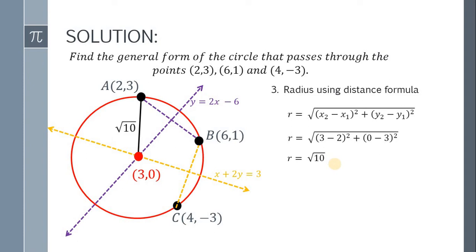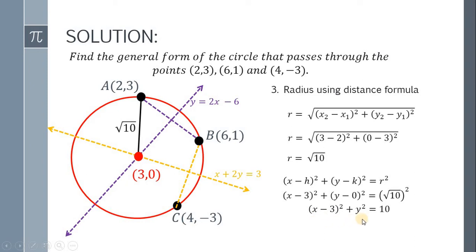Therefore, we can now create an equation for this specific circle. So we have (x - h)^2 + (y - k)^2 = r^2. Substitute all the given values. (x - 3)^2 + (y - 0)^2 is equal to (square root of 10)^2. Simplify, we get (x - 3)^2 + y^2 = 10. But we need to get the general form of this circle. So simplify and we get x^2 + y^2 - 6x - 1 = 0. And we're done.